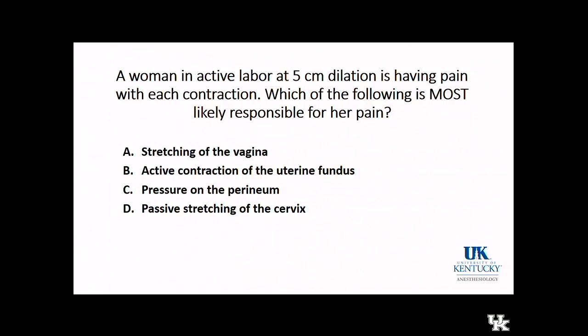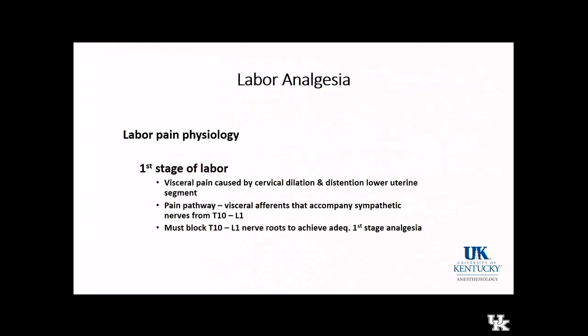So you have a woman in active labor at 5 centimeters dilation. She's having pain with each contraction. Which of the following is most likely responsible for her pain? Anyone? So it's actually the passive stretching of the cervix that causes that labor pain. A lot of people think it's the contraction of the uterine fundus. It's really not. It's that dilation and stretching of the cervix that's causing that labor pain.